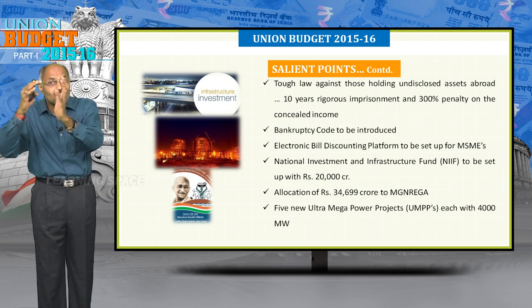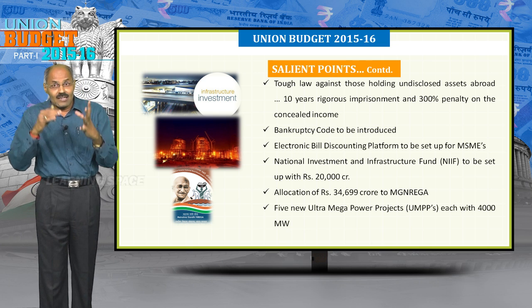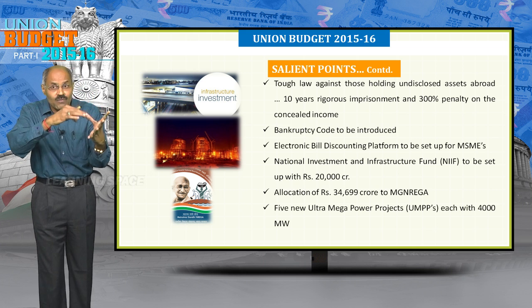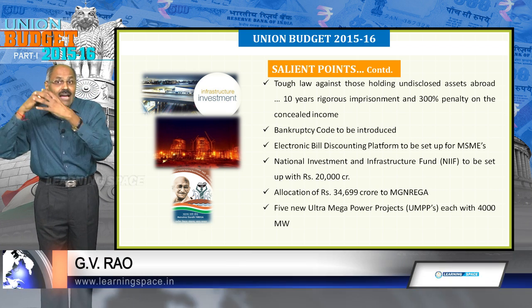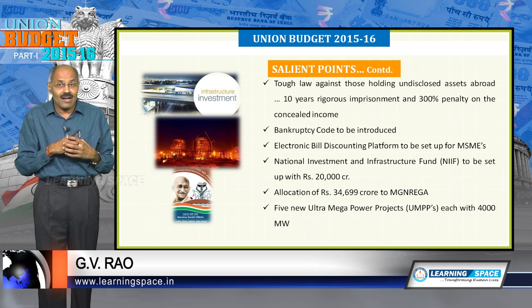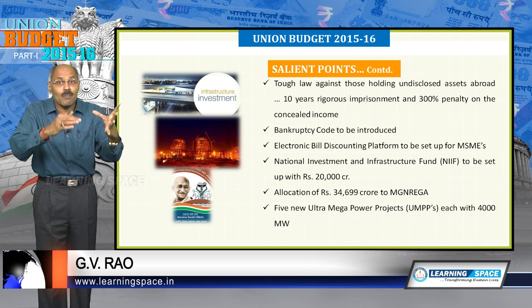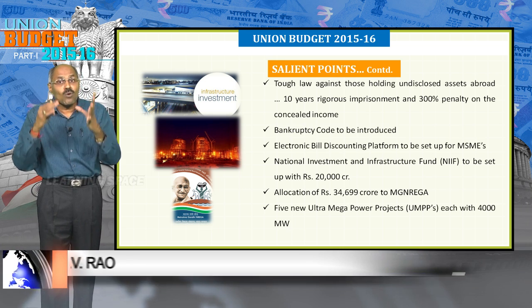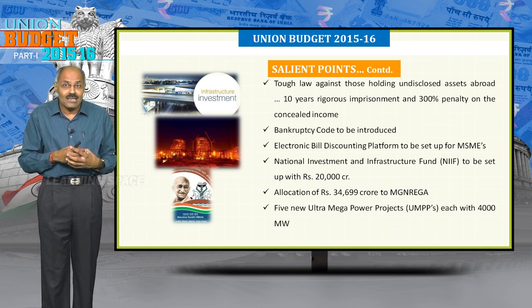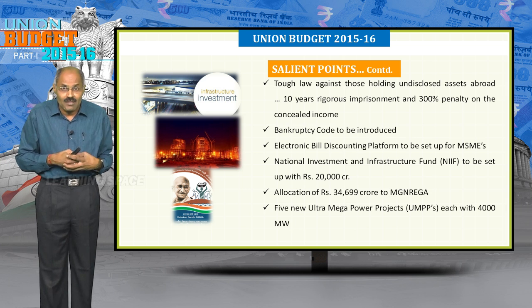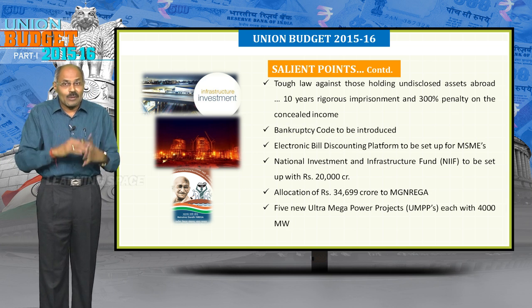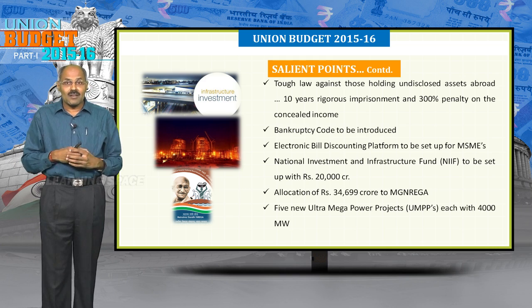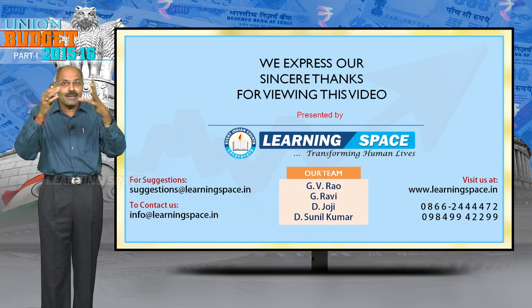Tough law against black money, then National Investment and Infrastructure Fund, allotment of 34,699 crores to Mahatma Gandhi NREGA, and 5 ultra mega power projects. Each ultra mega power project will have 4,000 megawatt capacity. So these are the salient points of the budget, and we are going to discuss these points in detail in part 2. So having learned these things, let us wind up part 1.